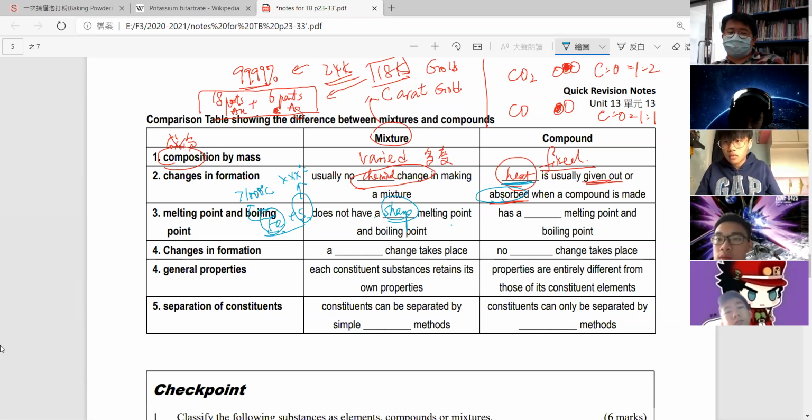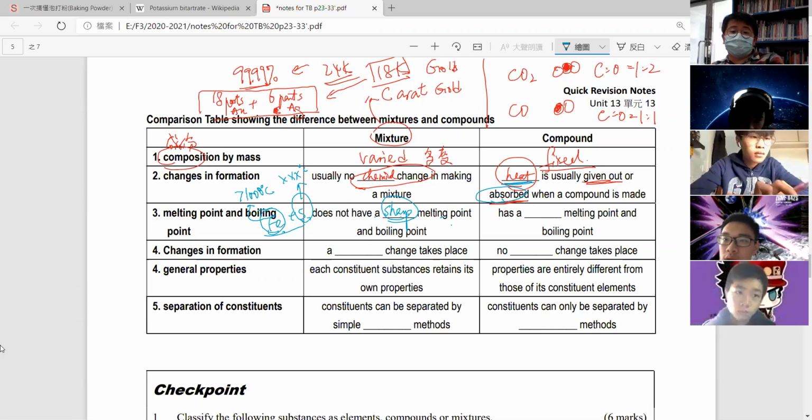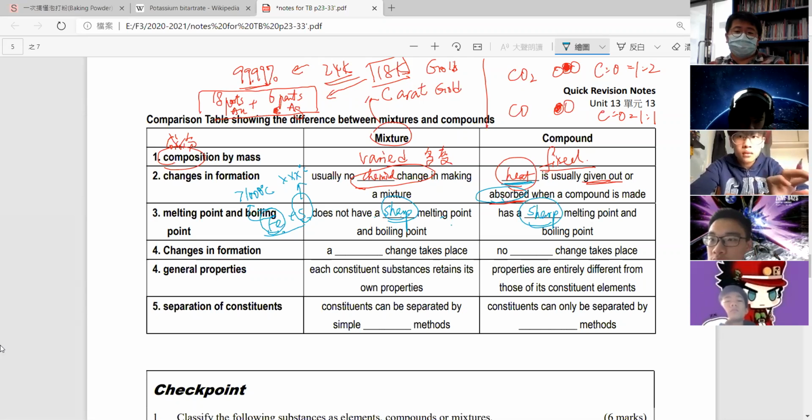So we call that not a sharp melting point, because if you look at the mixture, you may find that part of it starts to melt, but not all. So we call it not sharp. But a compound has a sharp melting point because it is a totally new substance.